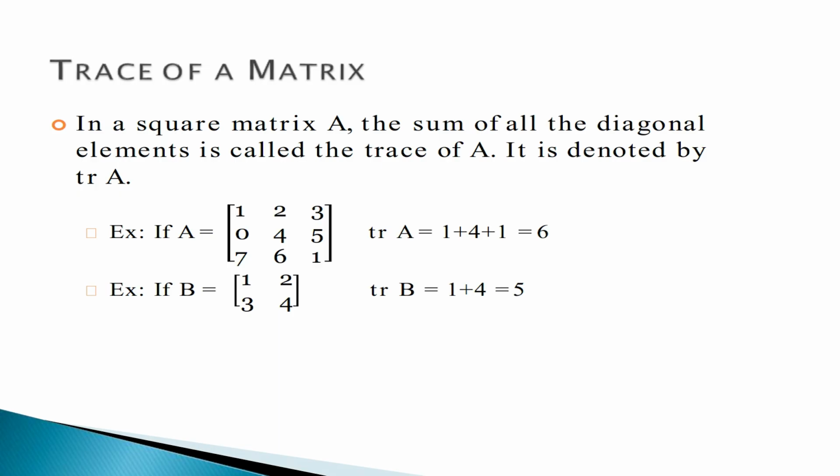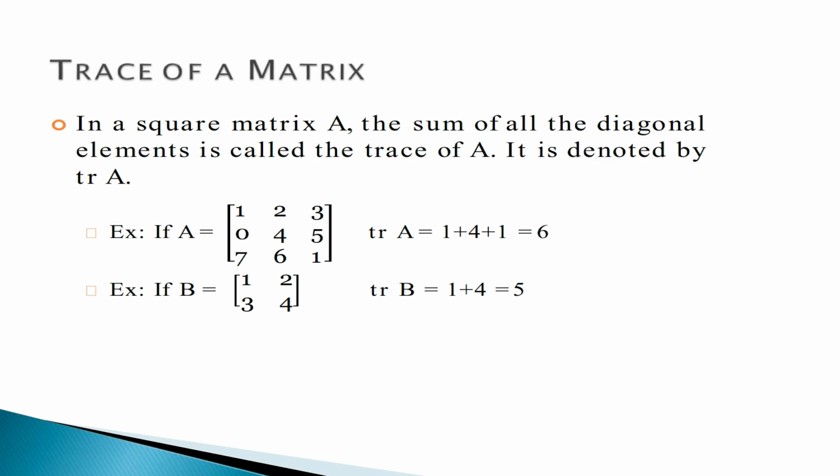Next is trace of a matrix. In a square matrix A, the sum of the leading diagonal elements is called the trace of A. Here is an example: if A is a matrix 1, 2, 3, 0, 4, 5, 7, 6, 1, this is a 3 cross 3 order matrix, a square matrix. Here trace of A becomes 1 plus 4 plus 1, that becomes 6.